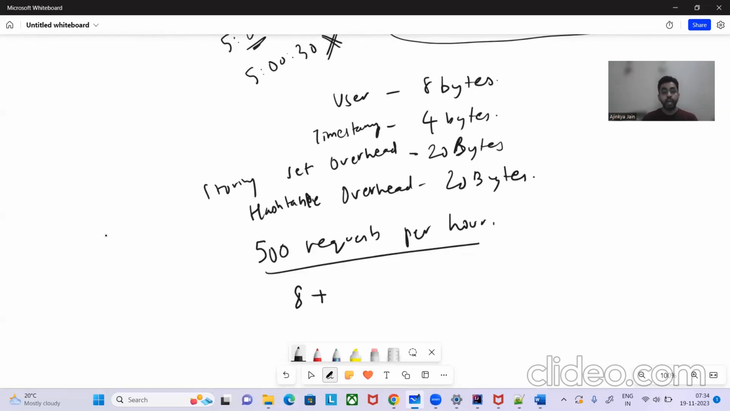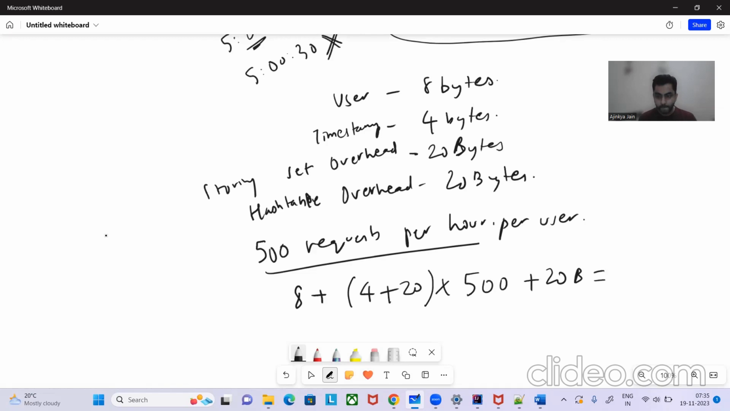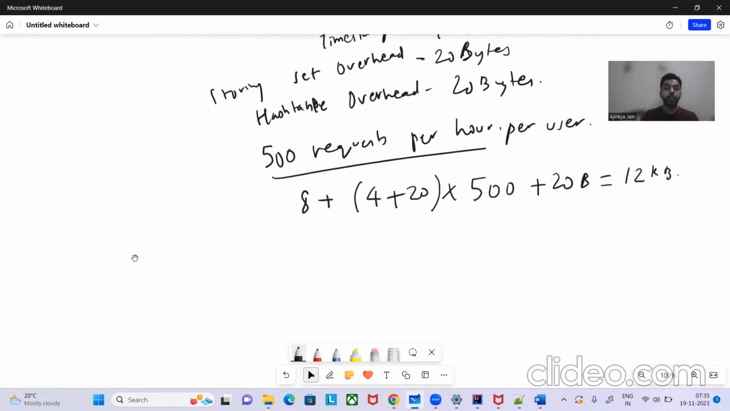First of all, 8 bytes for a user. If our system is accepting 500 requests per hour per user, how much storage will be required? 8 bytes for the user, 4 bytes per timestamp. So with 500 requests, we have to store 500 timestamps per user, plus the sorted set overhead of 20 bytes into 500, plus we have to maintain 20 bytes of hash table overhead as well. So considering 8 plus 4 into 500, 24 into 500 plus 20 bytes, it will give us around 12 KB. The storage required is 12 KB per user.